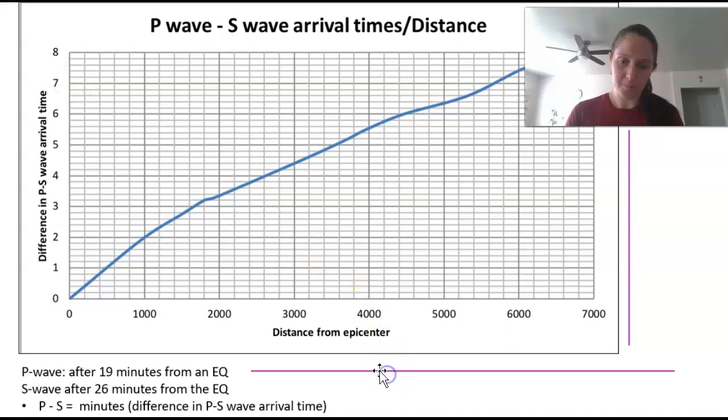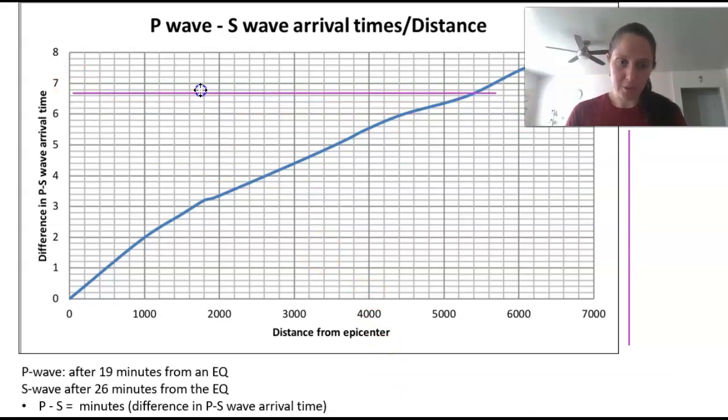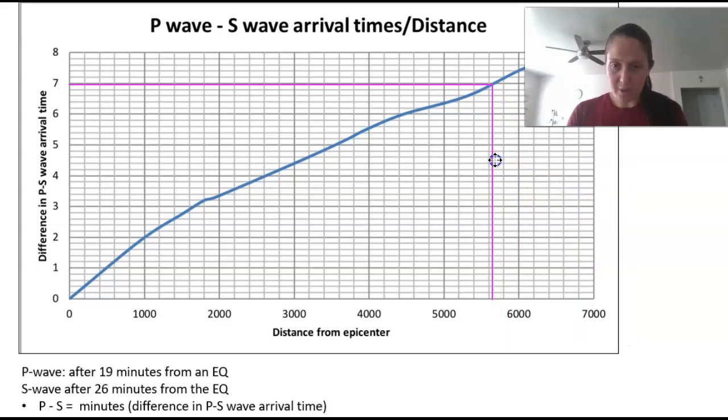So if you do that, and you go straight through the 7-minute line on the graph until you hit the curve, then you drop down onto the distance axis, and you can see what the distance from the epicenter was based on the difference in arrival times from those two waves. So in this case, my distance is about, let's see, this is 5,000, 5,200, 54, 56, so about 5,650 kilometers from the earthquake. That is where Boise would be sitting, if that was to be the hypothetical.